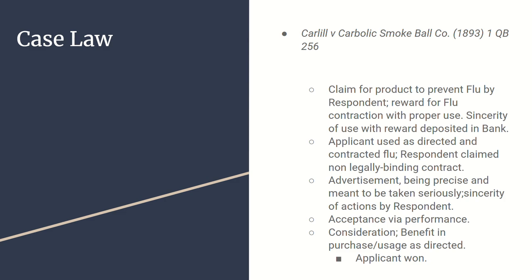In the Carlill v Carbolic Smoke Ball case, we will now consider contractual liability in advertisements. The claim for a product to prevent flu by the respondent, with a reward supplemented in the event of the contraction of flu, was going to be sanctioned by the company in the event of the proper and prescribed use of the product prepared by the respondent. The sincerity of the respondent was articulated in a significant sum, many times greater than the reward, deposited in a bank, and publication was freely and publicly available of such same information.